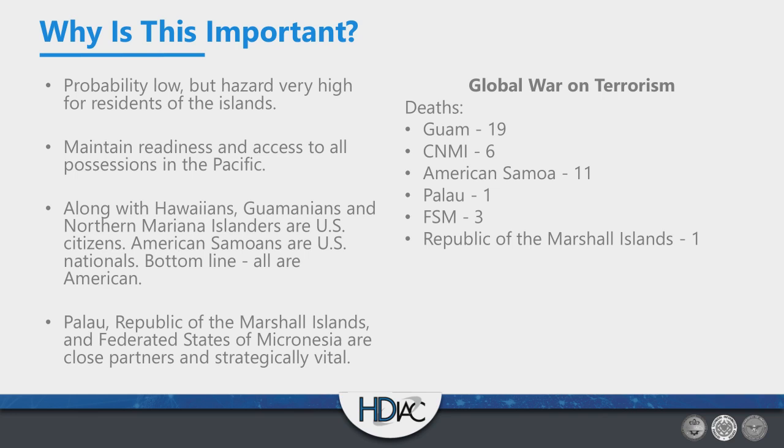I actually did a couple of years in mortuary affairs, so I can't help but bring this up. On the right-hand side, if you look at these numbers of deaths in the global war on terrorism, and compare them to the per capita numbers, American Samoa, for example, has the highest per capita death rate and also wounded in action rate, which is not on the slide here, but is higher than any other U.S. state or territory. Guam is in a similar boat. They are among the highest.